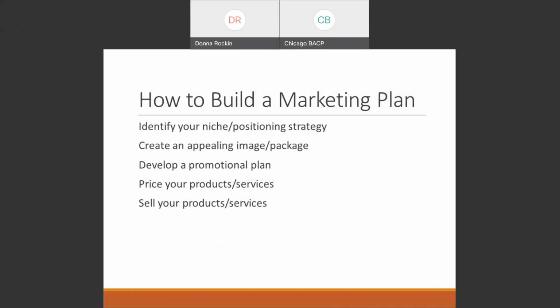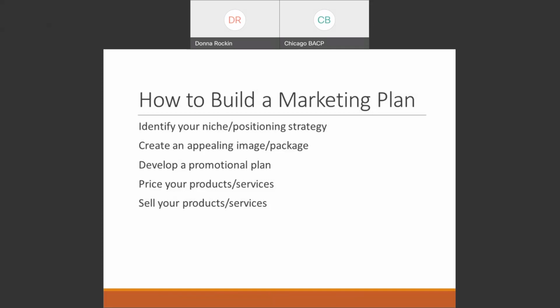So, how to build a marketing plan. You really need a comprehensive plan so that you can decide which direction you're going in. Who are your target customers? Where are you going to find them? What is your position in the neighborhood or the community and/or online? Are you targeting young people, 15 to 22, or older people, or homemakers, or people with lots of disposable income? And we're going to talk about creating an appealing image or package.